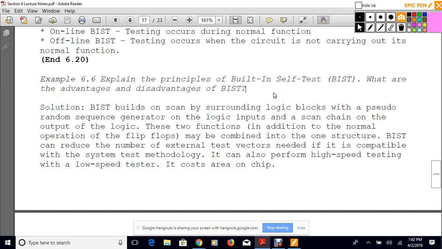So here, the benefit is that these two functions, in addition to the normal operation of the flip-flops on the scan, may be combined into the one structure. This allows built-in self-test to reduce the number of external test vectors needed if it is compatible with the system test methodology. So if I'm doing it pseudo-randomly, and I know what the output could be, I can actually reduce the number of outputs. However, I can also perform high-speed testing with a low-speed tester. But the main drawback is it costs area. So you have to add silicon, which costs money.